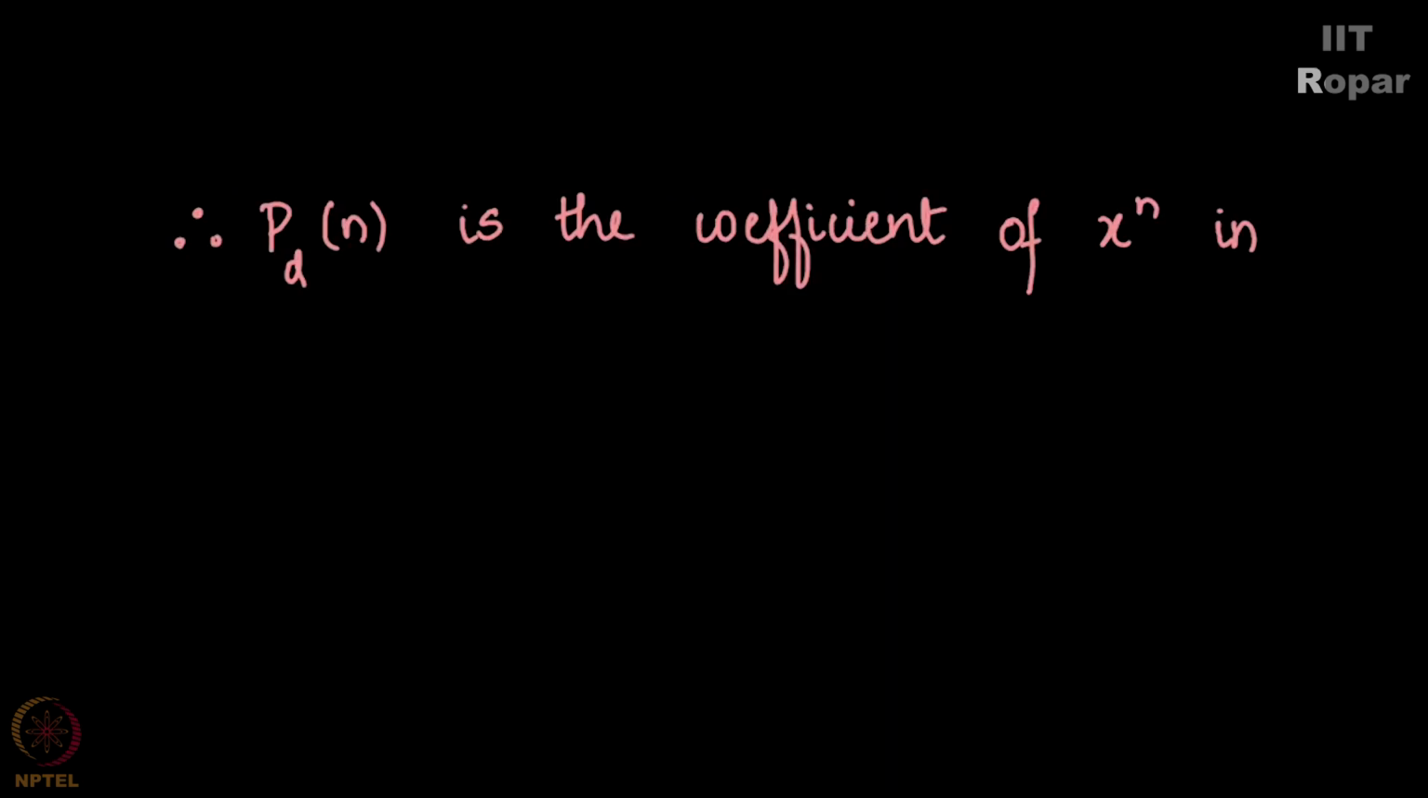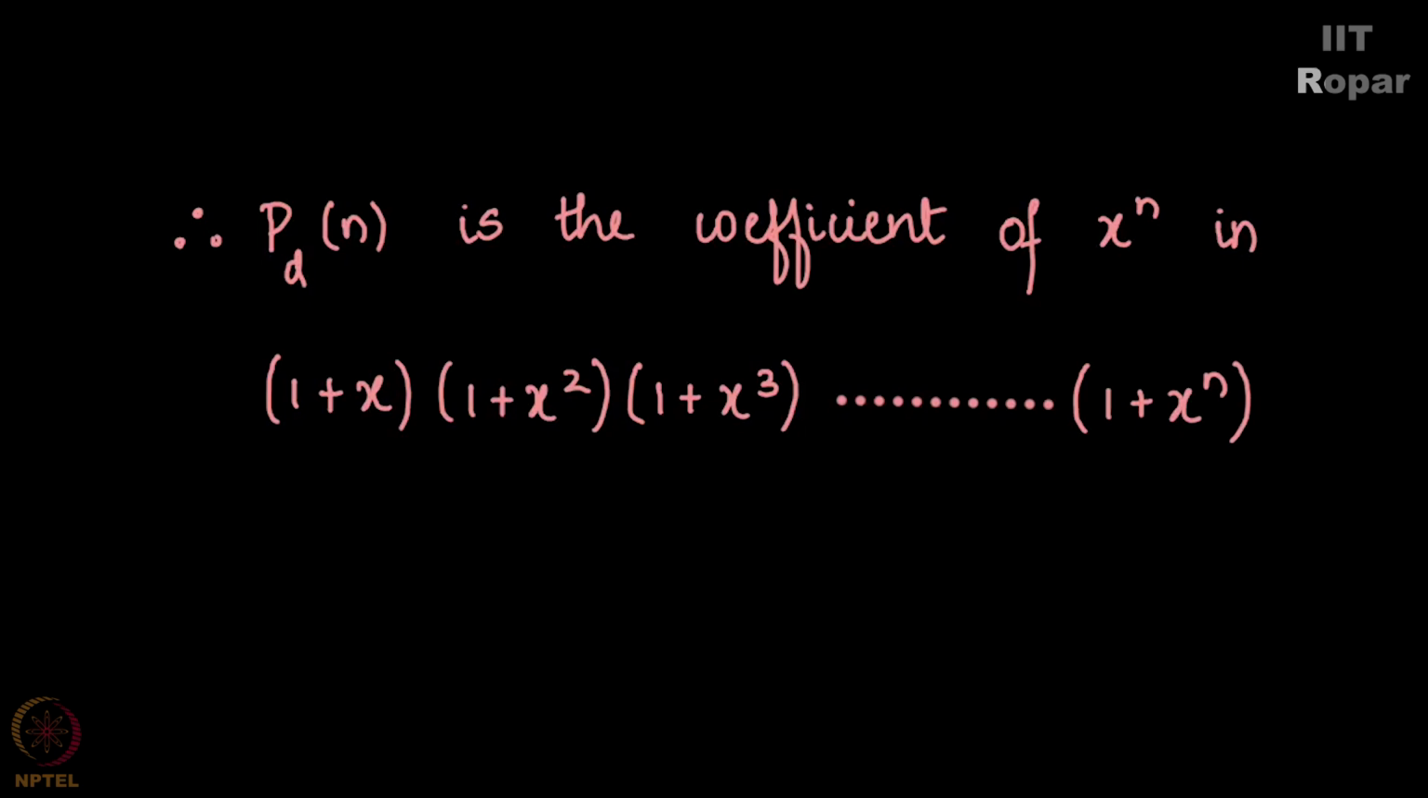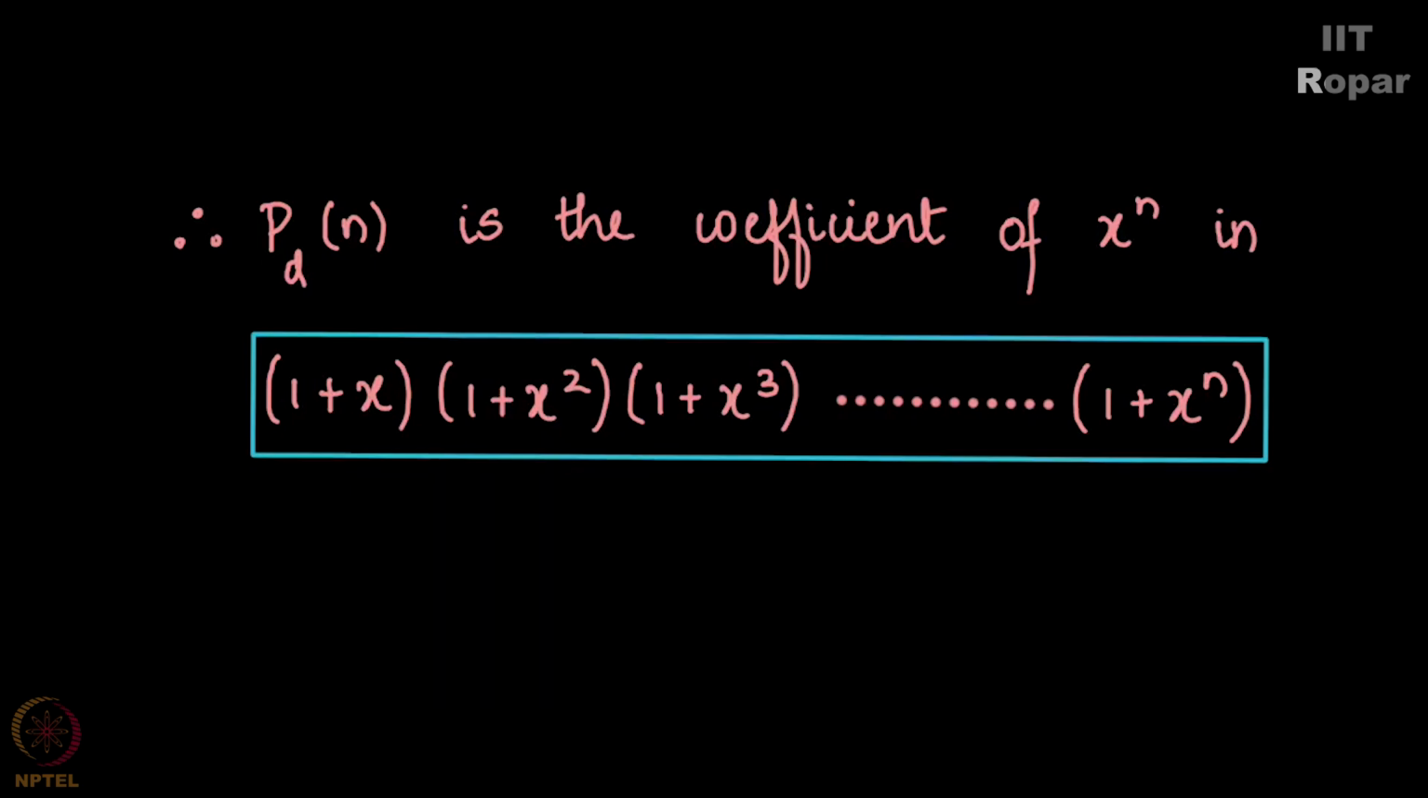Then, what is the coefficient of x to the n? PD of n is the coefficient of x to the n in the expansion of 1 plus x, 1 plus x square, 1 plus x cube, and so on up to 1 plus x to the n. Box this and keep. It is very important. We have earlier seen how we get P of n as the coefficient of x to the n. Now, in particular, we studied how we get the coefficient of x, that is, PD of n is the coefficient. We have got a stronger observation now. PD of n is the coefficient of x to the n in this product.